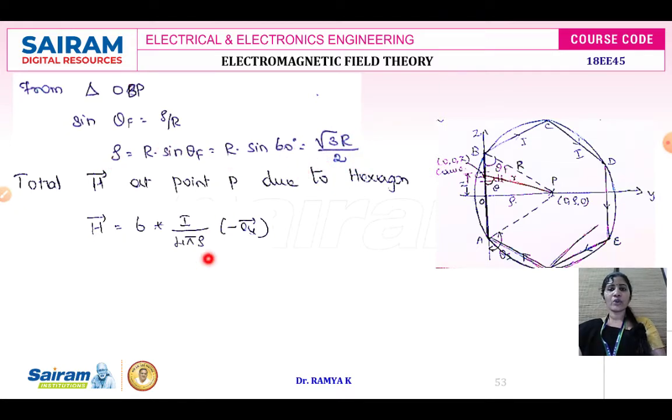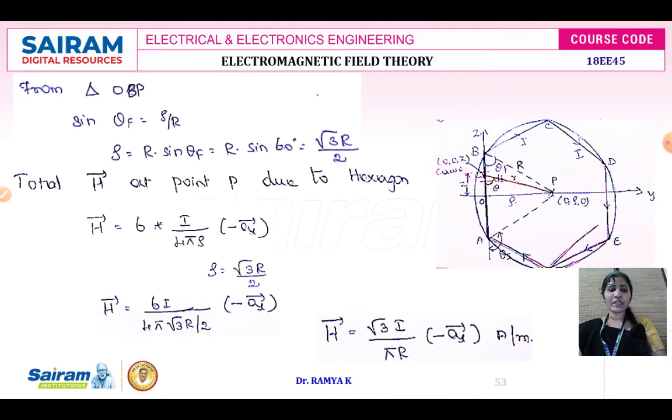The value of rho can be substituted over here, and hence the total value of magnetic field intensity in a hexagon is 6I divided by 4 pi root 3 r divided by 2. After simplifying, we'll get the answer of the magnetic field intensity in case of your hexagon as root 3I divided by pi r into minus aX ampere per meter.